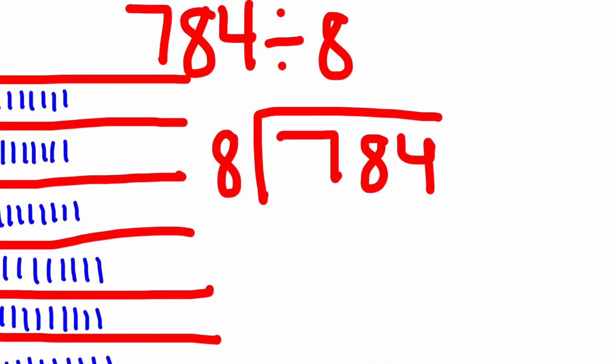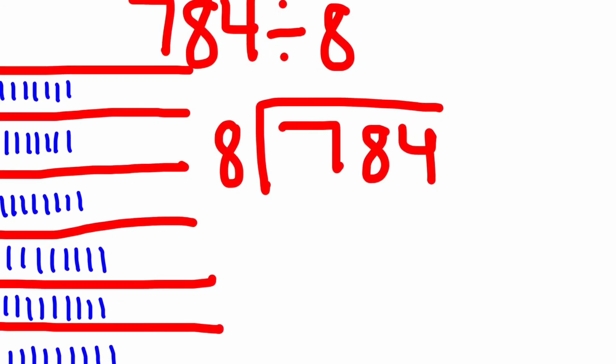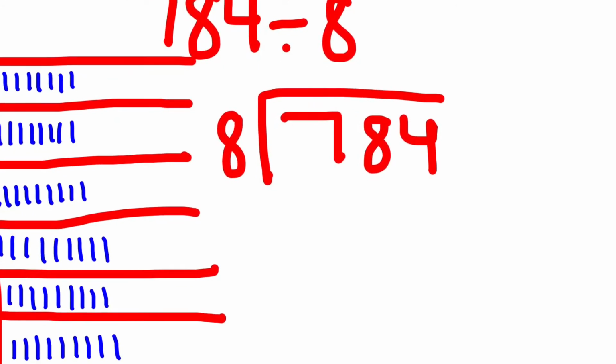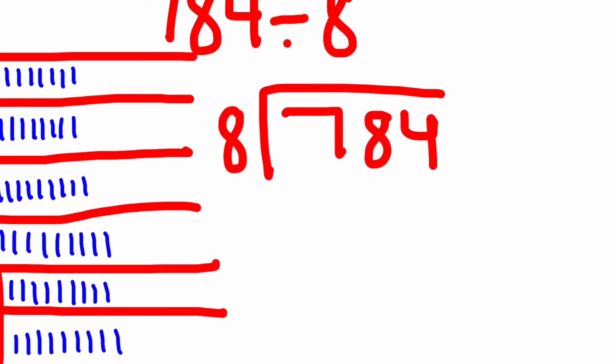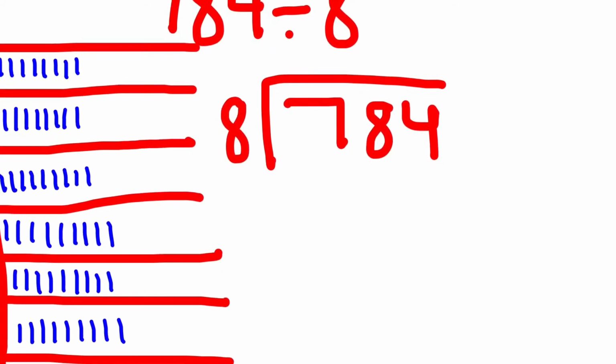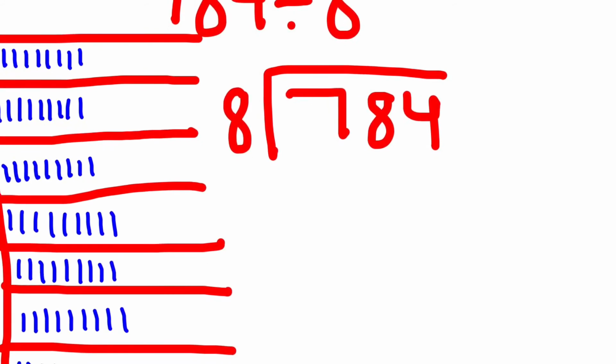I want to start by sharing my 700s. However, I don't have enough hundreds to share them equally. So I'm going to combine my 700s with my 8 tens. So I have 78 tens total to share equally among the 8 groups. That means that I'm going to end up putting a total of 9 tens in each group.